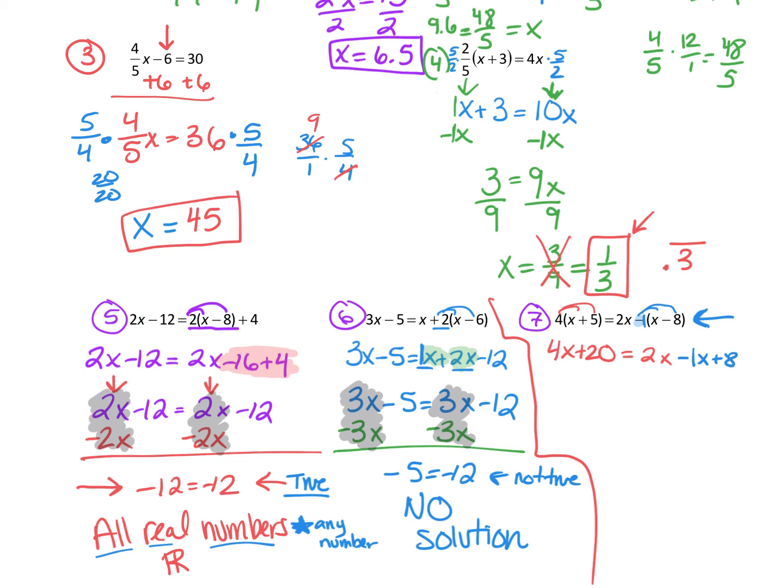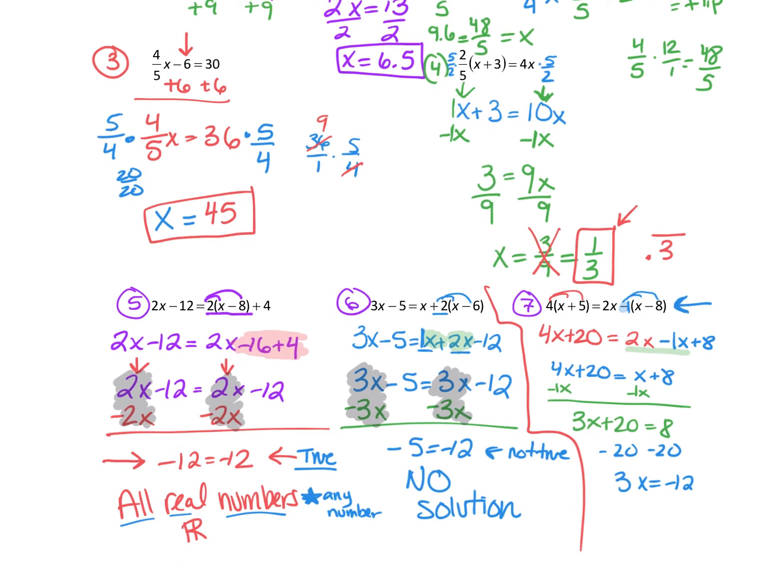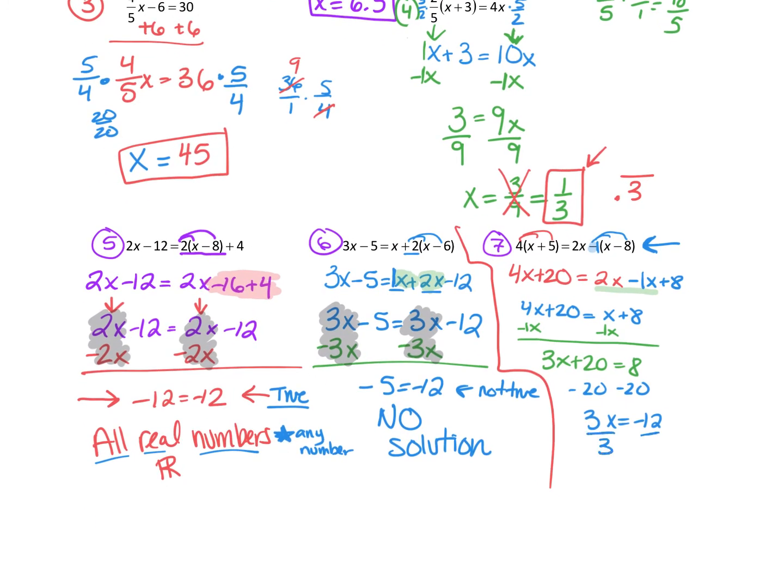Let's combine some like terms. So 2x minus 1x is going to give me 1x or x plus 8, and I'm going to 4x plus 20. Now again, I have x's on both sides, so I want to move the x over. So minus 1x minus 1x is going to give me 3x plus 20 equals 8. I want to get the variable alone, so I'm going to minus the 20 to the other side. 3x equals negative 12. Divide by 3, x would equal negative 4.